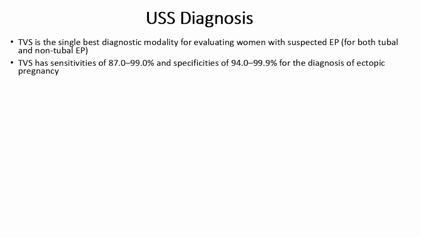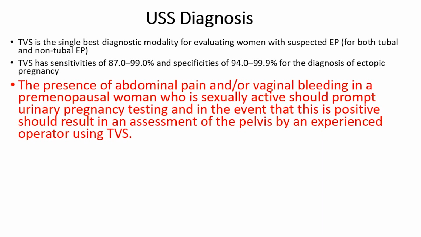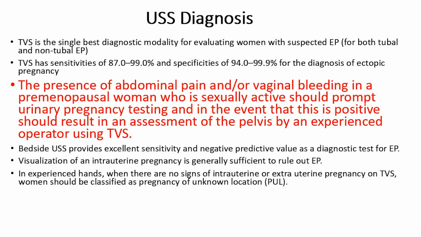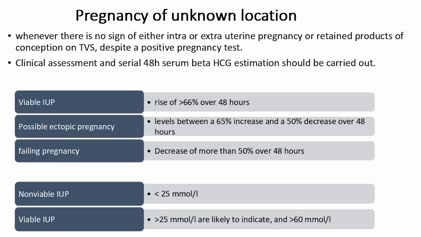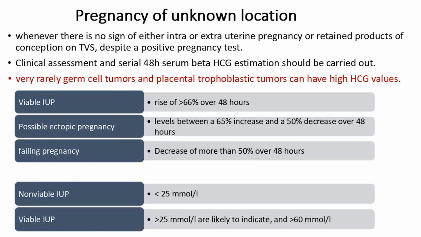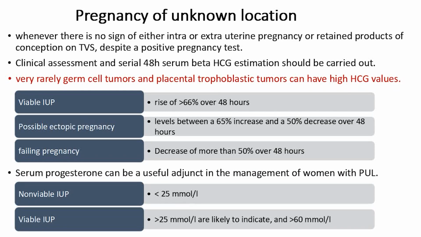Ultrasound diagnosis. Transvaginal ultrasound is the single best diagnostic modality for evaluating suspected ectopic pregnancy, both tubal and non-tubal. Pregnancy of unknown location is when there are no signs of either extrauterine pregnancy or retained products of conception on transvaginal ultrasound despite a positive pregnancy test.